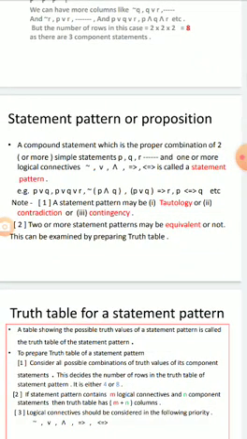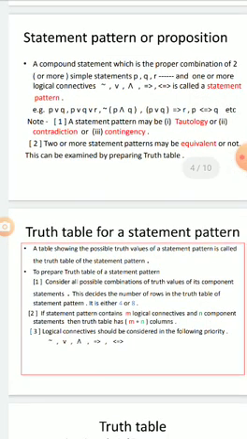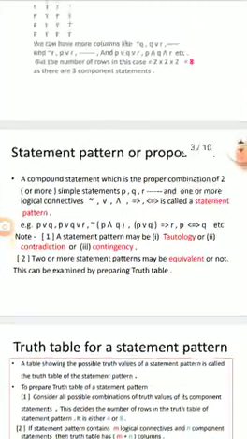Now this statement pattern could be a tautology. There are three types of statement pattern. It is either a tautology or a contradiction or a contingency. And two or more statement patterns may be equivalent or not. And this can be studied with the help of truth table. So in the next slide we are going to study truth table for a statement pattern.